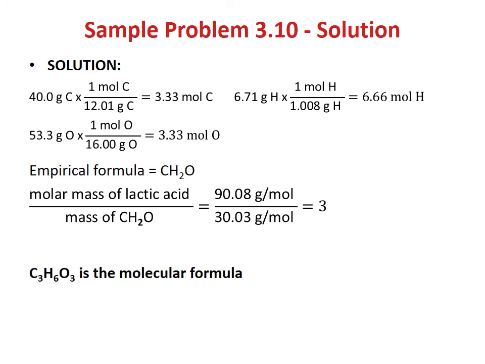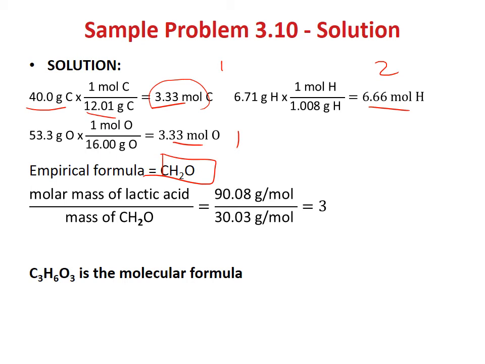We assume it's 100 grams, so we have 40 grams carbon divided by molar mass of carbon to give you the moles of carbon. Similarly, we calculate the moles of hydrogen and moles of oxygen, and the smallest number is 3.33. So divide by 3.33, we get the ratio 1 to 2 to 1. And so the empirical formula is carbon, hydrogen 2, and oxygen 1.